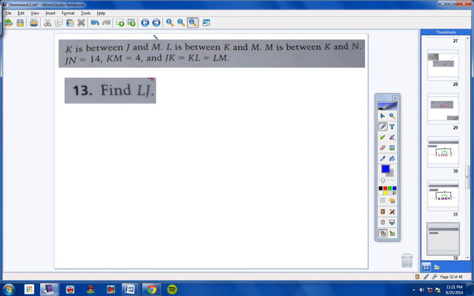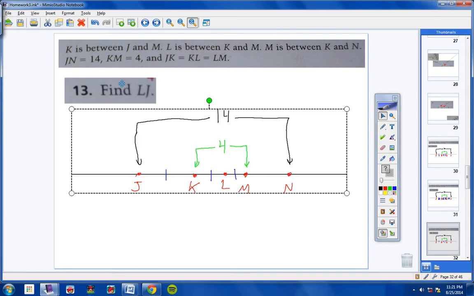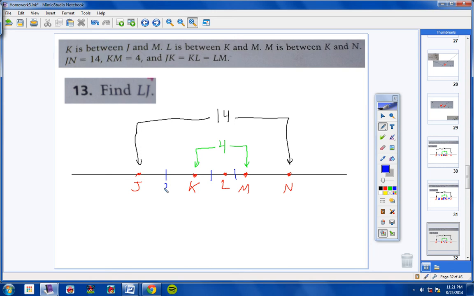All right, let's take a look at number 13. The length of LJ. Well, students, that should really be pretty simple, because we know the distance from J to K is 2, from K to L is 2, and from L to M is 2. And what they're asking us to find is the distance of LJ. So here's L all the way over to J. Well, from L to K, we have a length of 2, and from K to J, we have a length of 2. So the distance from L to J all the way over has to be 4, 2 plus 2.